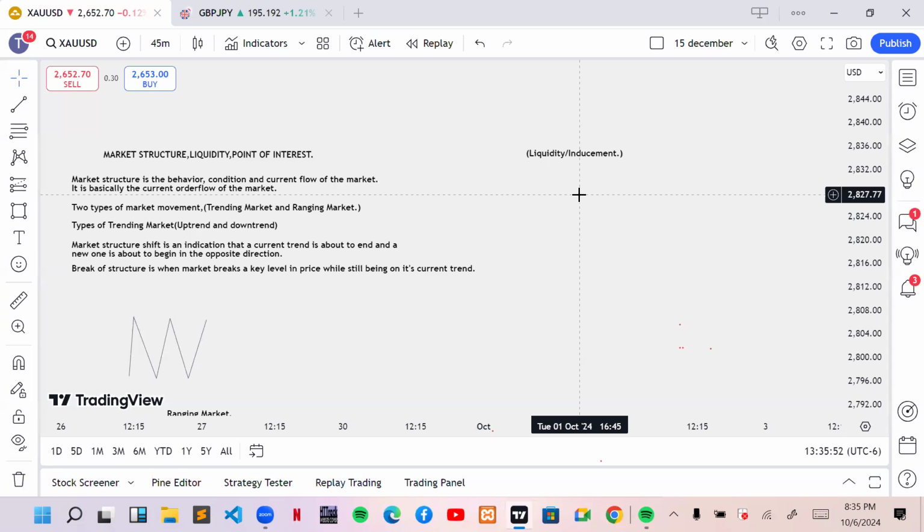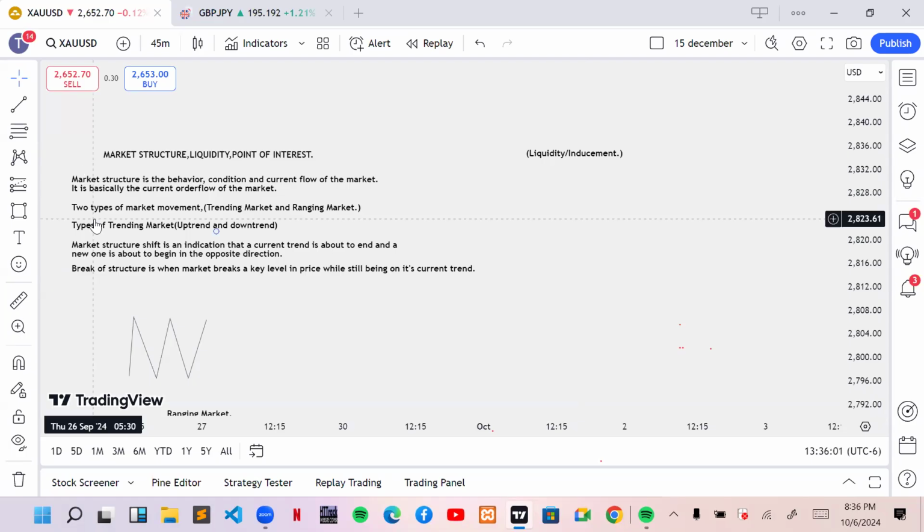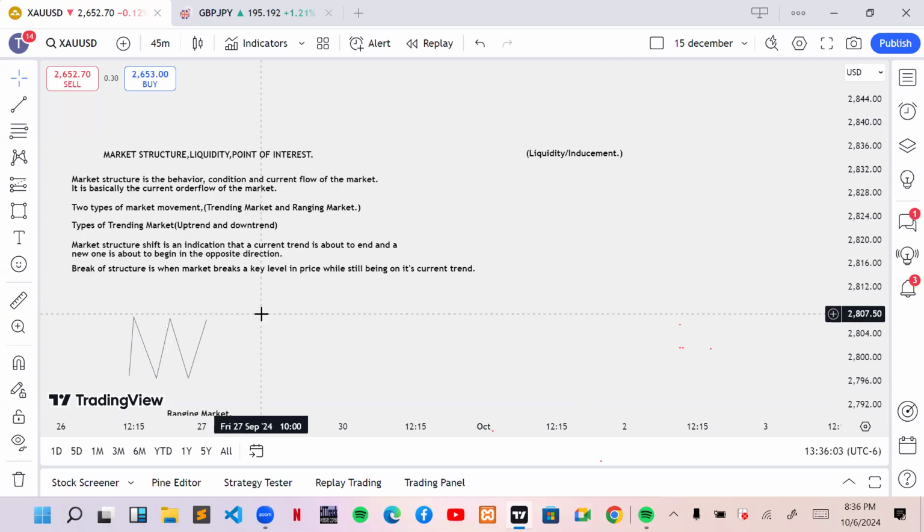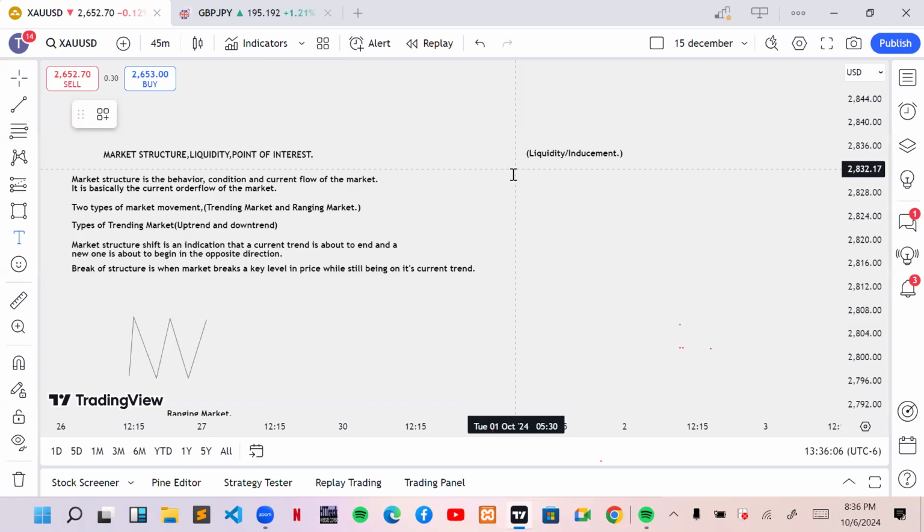It is my inducement. And inducement is the first valid pullback that price makes after a break of structure or a market structure shift. So after you've gotten a break of structure or a market structure shift, the first valid pullback that market makes. So liquidity slash inducement. So as my liquidity is my inducement. So inducement is the first.